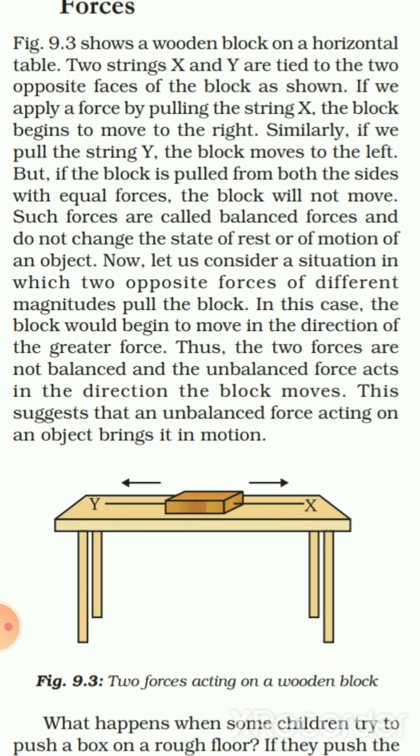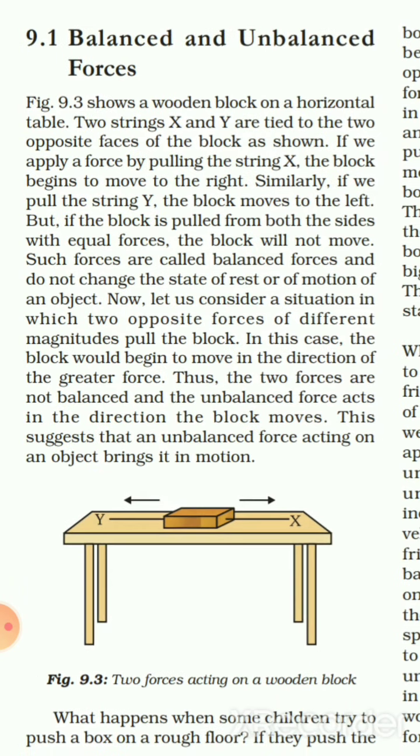For example, if we apply 5 Newton of force, you know that force is a vector quantity. It has both direction as well as magnitude, as I have explained earlier. So what happens when you apply 5 Newton of force towards the X direction and 5 Newton of force towards the Y direction? There will be no movement in the block's position. The block will be at rest. Then these forces which were applied are known as balanced forces.